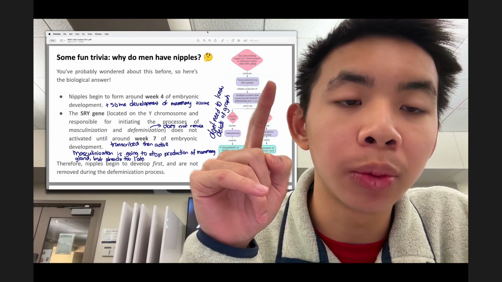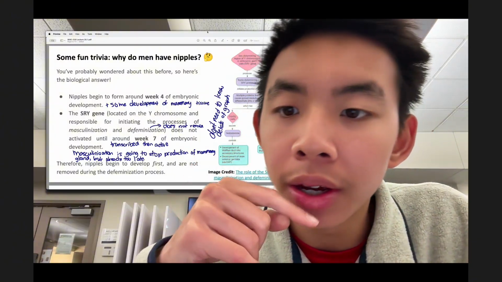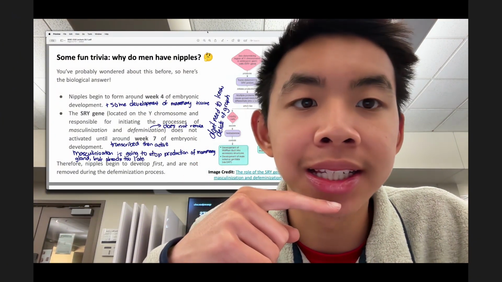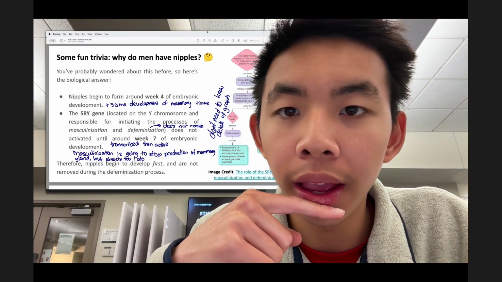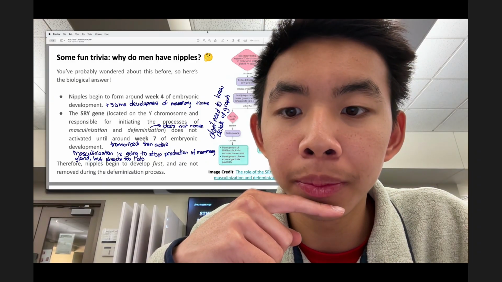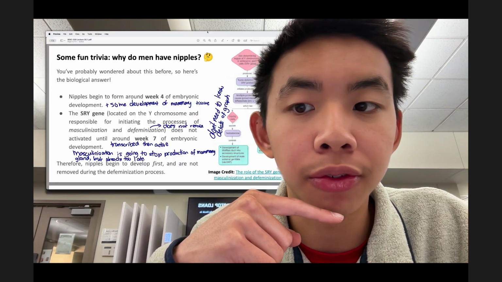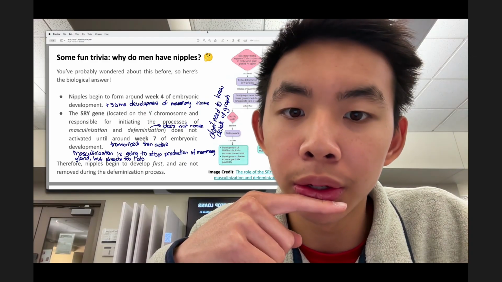Sex determining region of the Y chromosome. So this is going to be initiating the process of masculinization and defeminization for males. And that happens after the development of nipples.